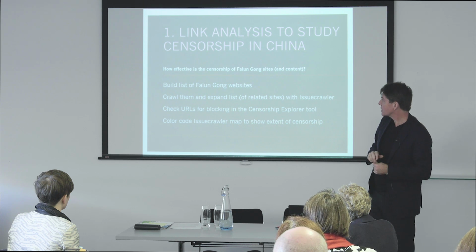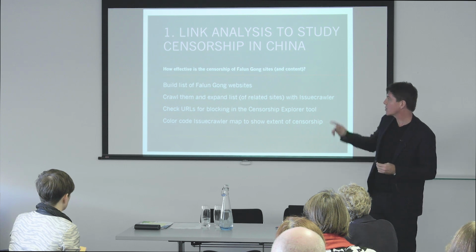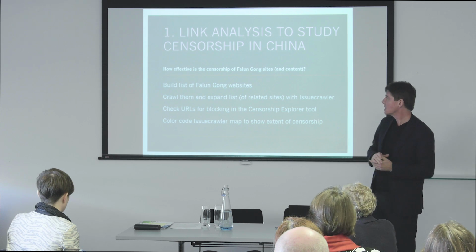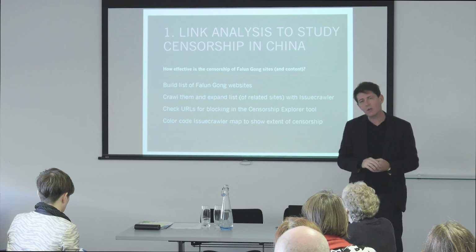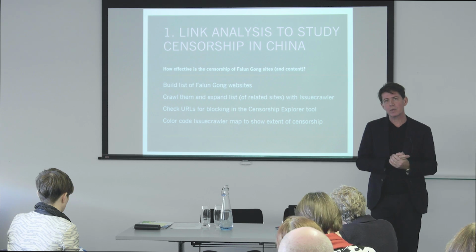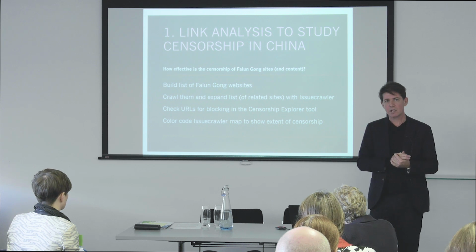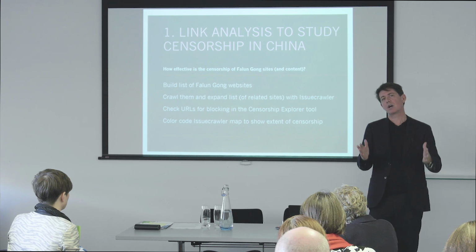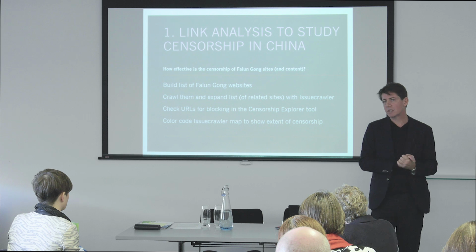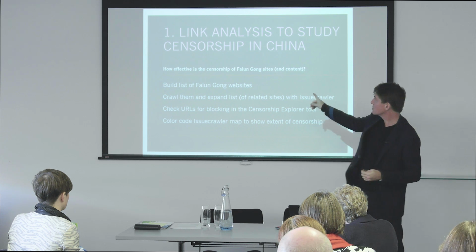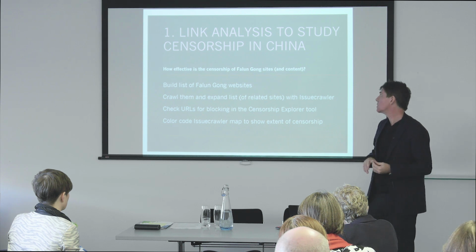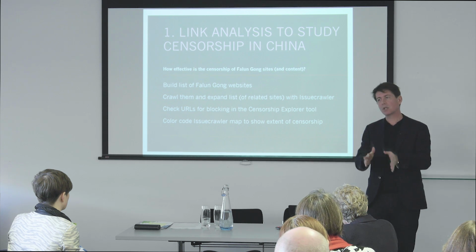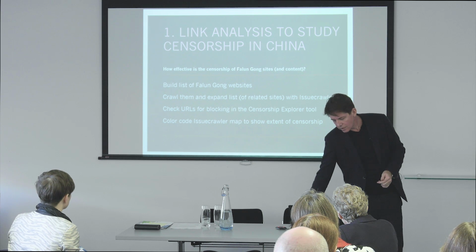So here is an example of the research protocol. These are the steps that one would take. So step 1, build a list of websites. Step 2, crawl them in a piece of software that finds related links. Step 3, use another piece of software to check whether these URLs are blocked in China. And step 4 is, here's the format of your output, and you would color code a particular map to answer the research question, which is how effective is the censorship of Falun Gong websites in China. So this is a concrete example. Then we show all the steps, and then you could go and do this for Iran or other countries.